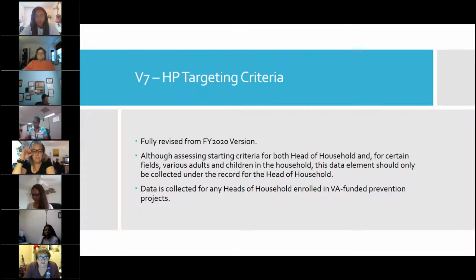The data for this element will be collected at project start for those enrolled in a homelessness prevention SSVF VA project. As you will see, the is homelessness prevention targeting screener required field is new and requires a yes or no response. Depending on the answer to this question will determine whether the remaining questions need to be collected. If the response is no, the remaining pieces of this element are not needed. If the response is yes, then they should be collected at entry.